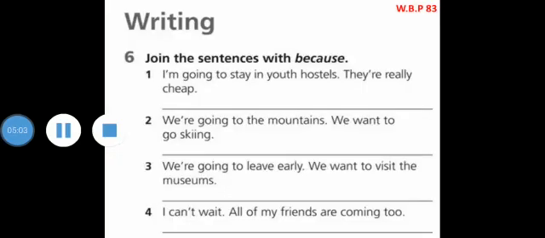Now, let's move to question number 6. Join the sentences with because. We have two sentences. One of these sentences contains the reason, and try to join them using because. You have 1 minute to think about it. Yes, my shining stars, I'm with you, my lovely students.